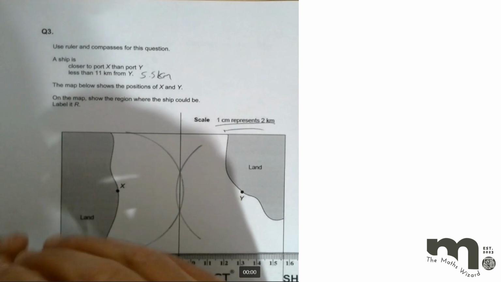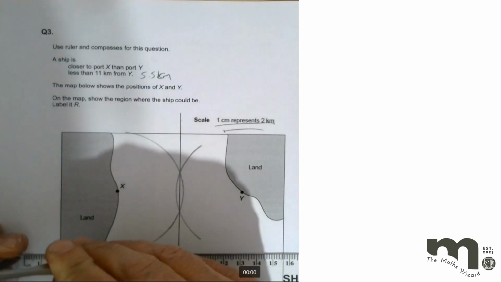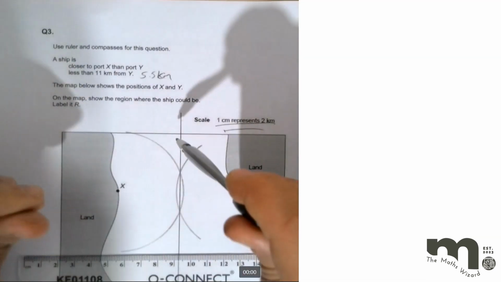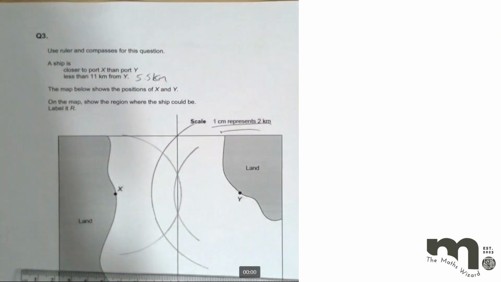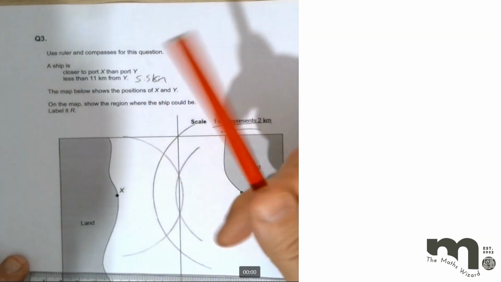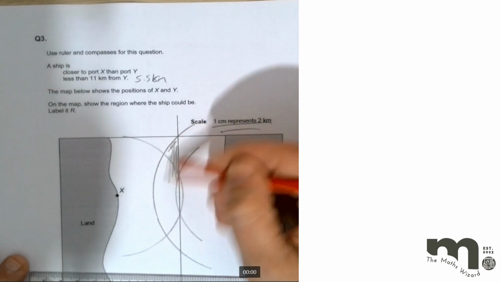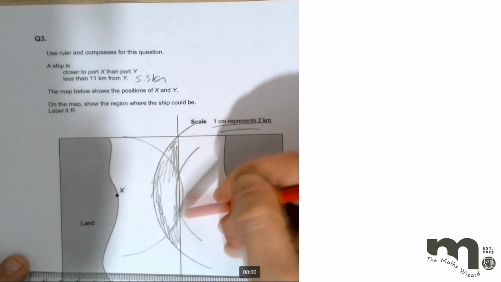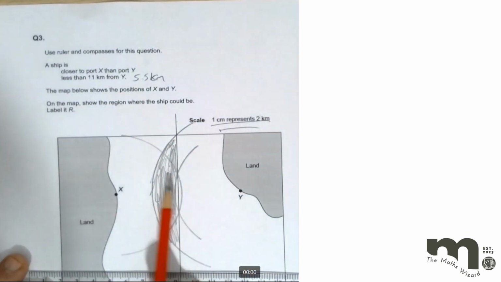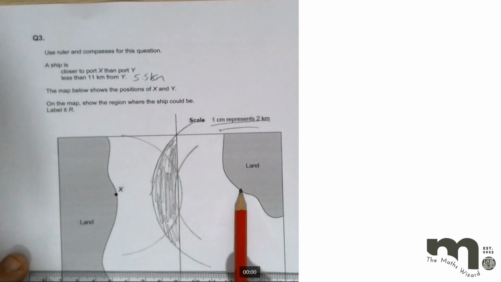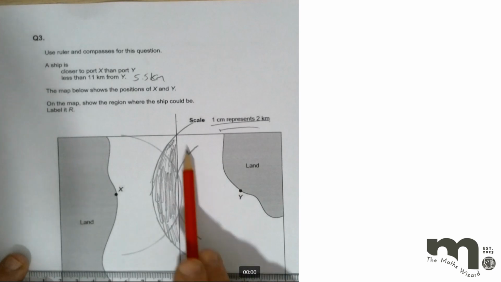But we need to make sure it's also less than 11 kilometers from Y. So we need to reset our compass here to 5.5 centimeters. That's going to be there. So if I set that from Y there, you will see that everything inside, past this left line here, is going to be closer to X than Y, because it's to the left of this line, but also within that 11 kilometer radius from point Y.